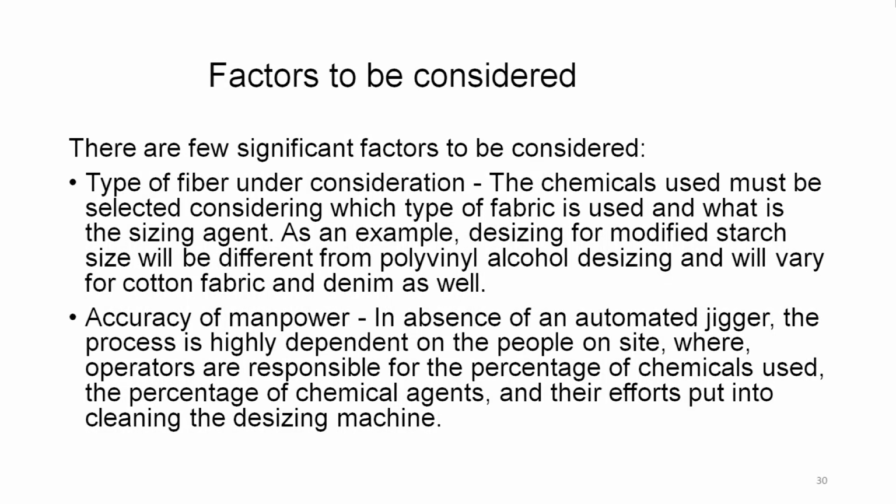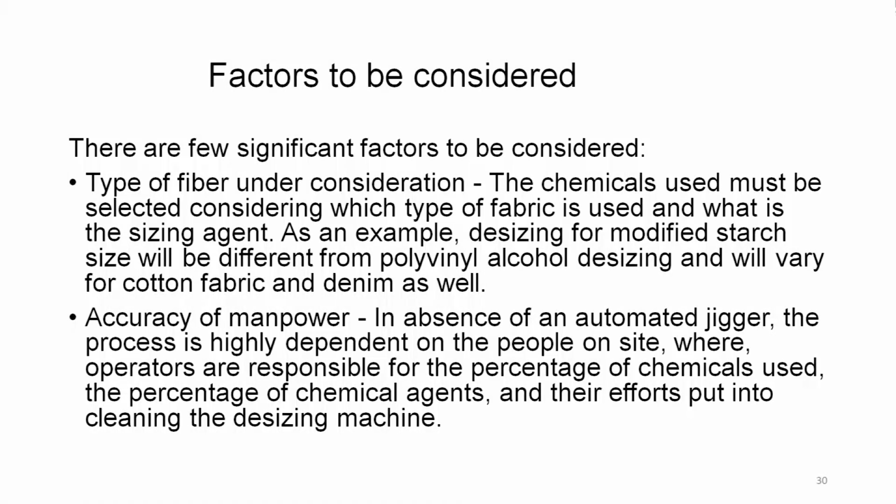Accuracy of manpower. In the absence of an automated jigger, the process is highly dependent on people on site, where operators are responsible for the percentage of chemicals used, the percentage of chemical agents and the efforts put into cleaning the desizing machine. So, the desizing process is very concerted and has to be well understood: how much of that chemical should be added so that all the size is removed, because for dyeing and printing, a sizing agent will not be a desired property.